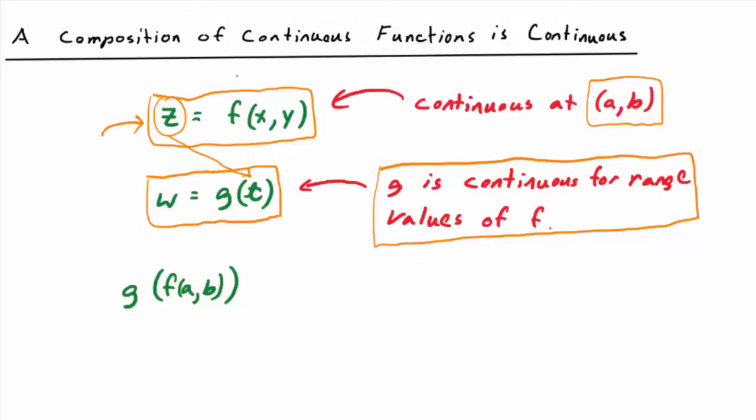So long story short, f is continuous at AB is really all we need for what I'm about to say. And g is continuous for any input we expect to put in there. Then we should be able to say that g of f of AB is also continuous at AB. Again, that's just a symbolic way of saying that a composition of continuous functions is continuous.